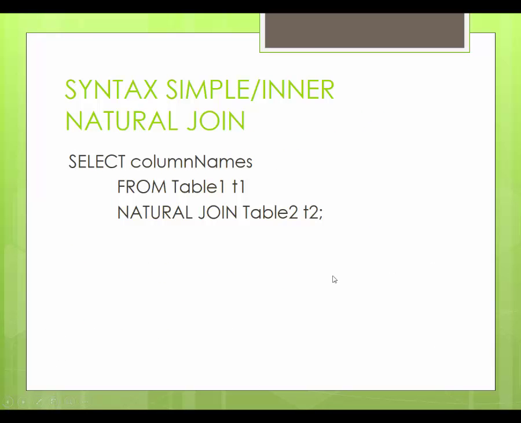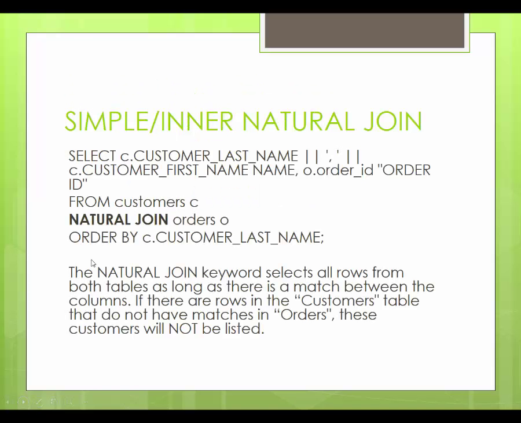The natural join will identify it for itself. So for example, you have the exact same select clause, the exact same from clause, but in this case, we're going to use a natural join on order ID. It knows that it has a value in common between these two, and it will automatically link those tables together. So let's go ahead and go over to SQL Developer.